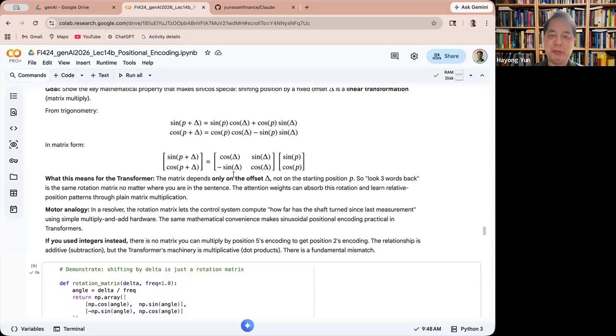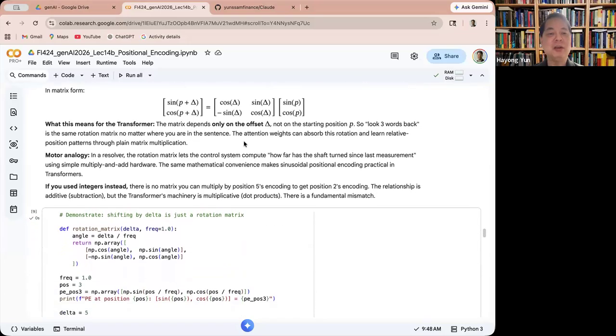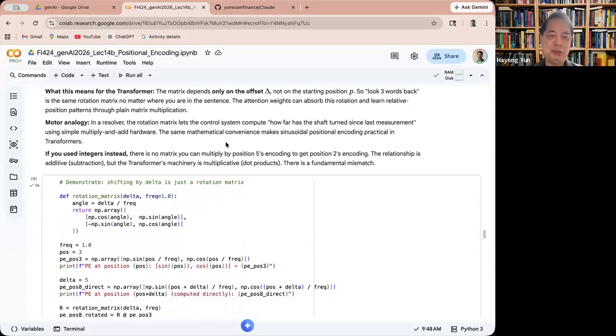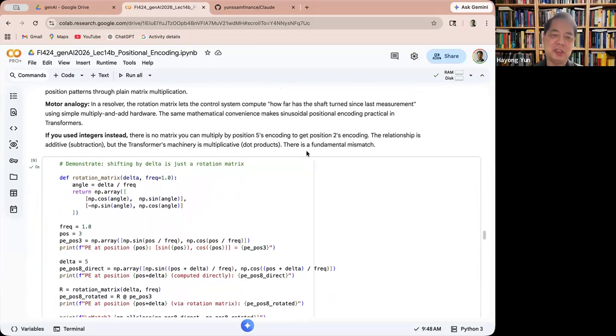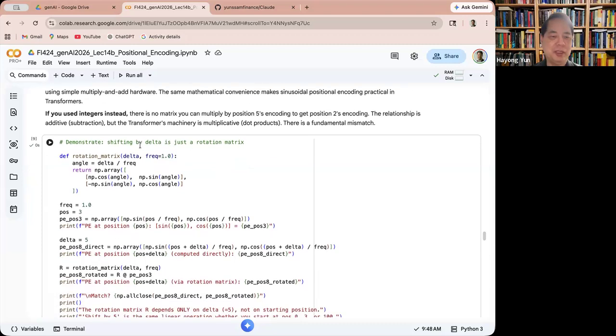But more conveniently, we remember this in a matrix form, meaning that the sine cosine pair shifted by some difference delta is given by the sine and cosine multiplied by this matrix. And whatever the p is, it doesn't matter. If it shifts by delta, then just multiply by this, which makes it really convenient to embed in any matrix operation, isn't it? If you use integers instead, then you would have to multiply the position, let's say position 5 by 2, which will be 10, and it just doesn't get intuitively simple.